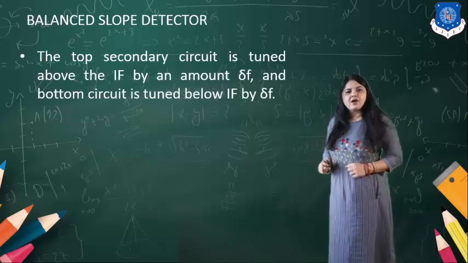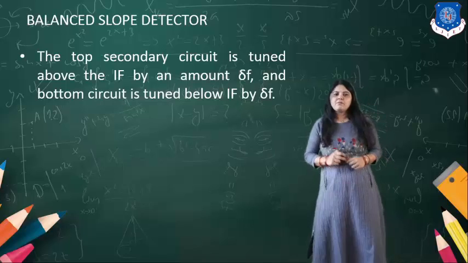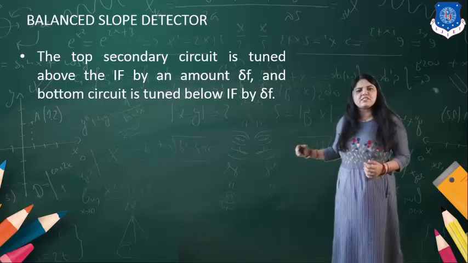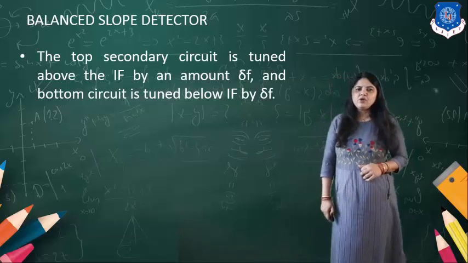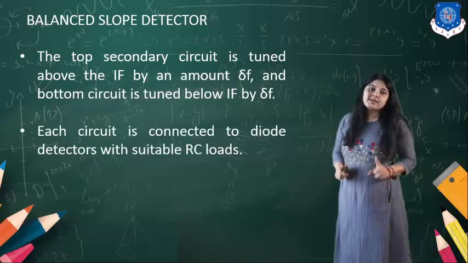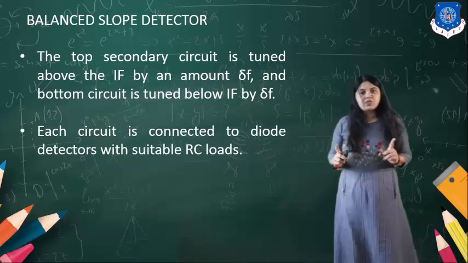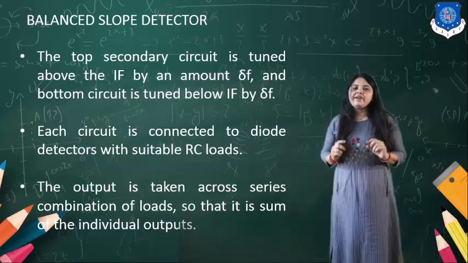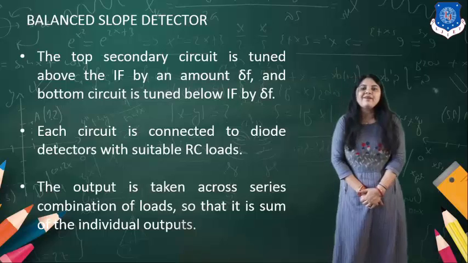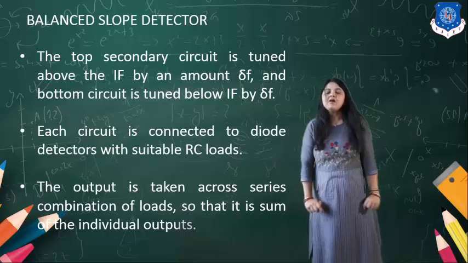Here the top secondary circuit is tuned above IF by an amount delta F, and the bottom circuit is tuned below IF by delta F. Each circuit is connected to a diode detector with a suitable RC load, and the output is taken across the series combination of the loads, so that it is the sum of the individual outputs.